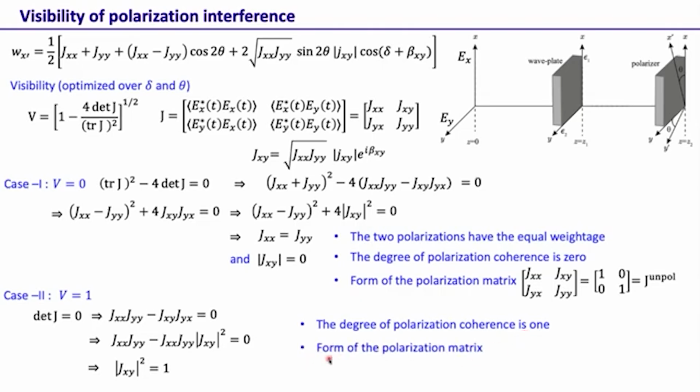Now what is the form of the polarization matrix here? The form of the polarization matrix here is of this form, B D, D star C, where the determinant BC minus DD star is equal to 0, and B has to be greater than 0 and C has to be greater than 0. So that's the condition we have. That is the form of the polarization matrix we get when visibility is equal to 1, and we can call this one J polarized. This is completely polarized light.